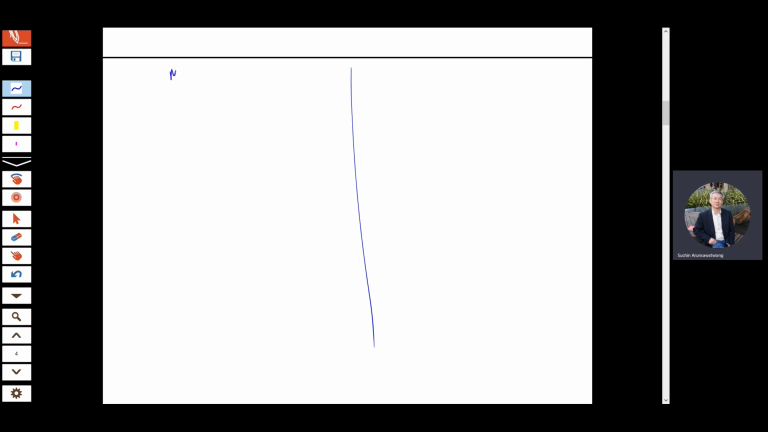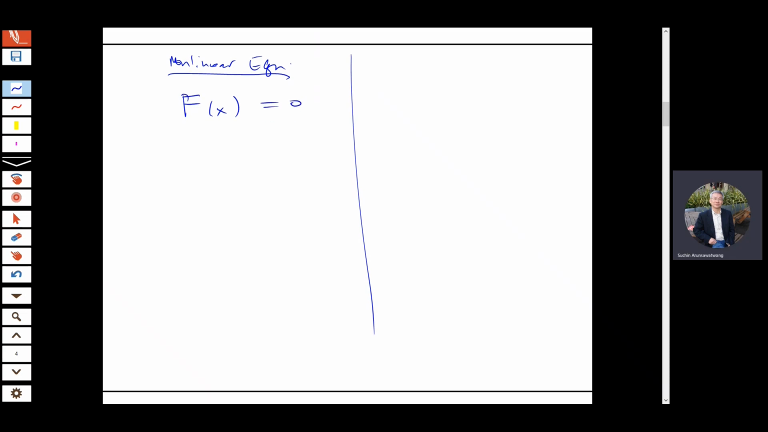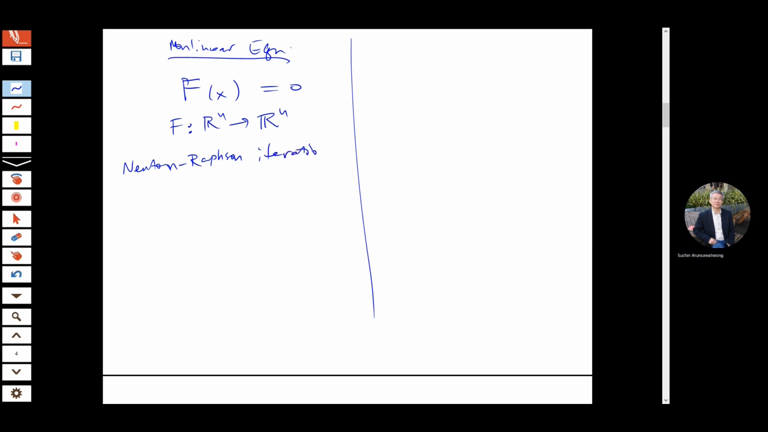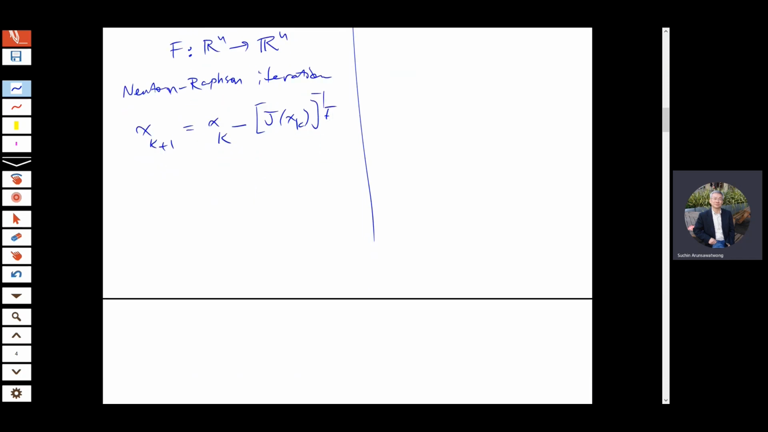When we solve the nonlinear equation f(x) equal to 0, where f is a vector function mapping Rn to Rn, the Newton-Raphson iteration is x_{k+1} equals x_k minus the inverse of the Jacobian multiplied with f(x_k). Is that correct?